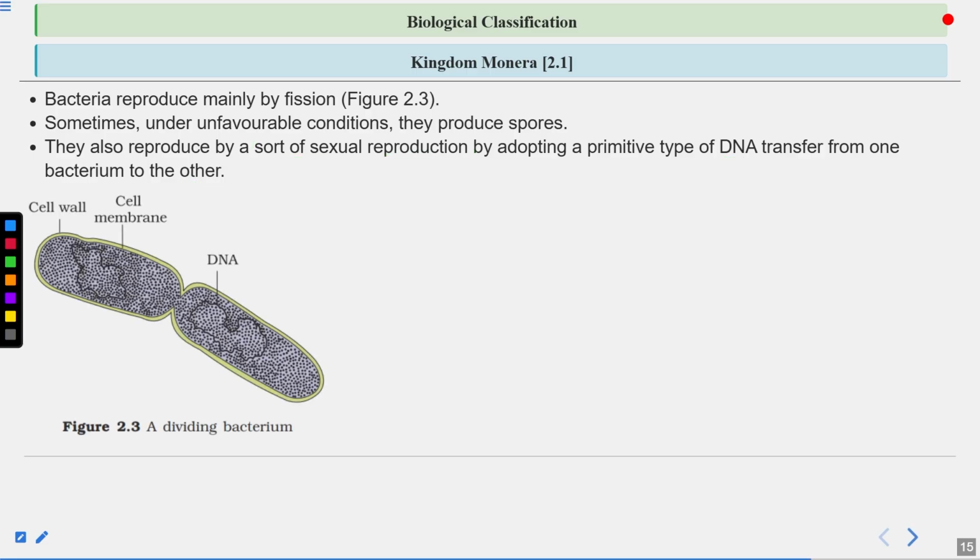So this is a dividing bacterium. One cell is dividing into two. This is the cell wall of the bacterium. This is the cell membrane. And this is the DNA, which is the genetic material of the bacterium. The one cell is divided into two daughter cells.